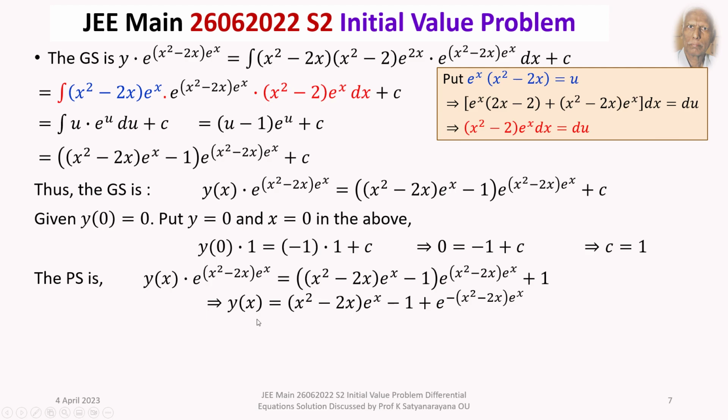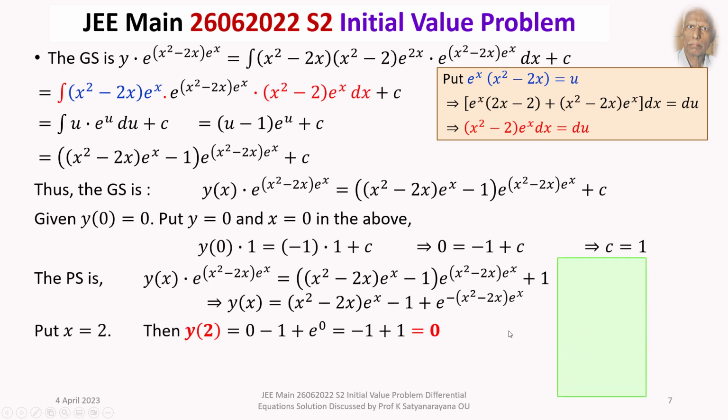Now put x is equal to 2 to get the value of y of 2. That's what is to be found. So put x is equal to 2, then y at 2 is equal to 2 square minus 2 into 2, this is 0, minus 1 plus e power 0, e power 0 is 1. So that is 0 minus 1 plus 1, and minus 1 plus 1 cancels and we get 0. So the value of y at x is equal to 2, that is y of 2, is 0.